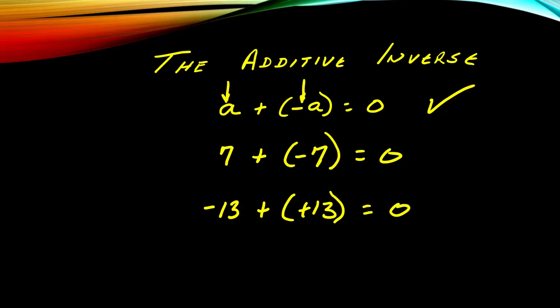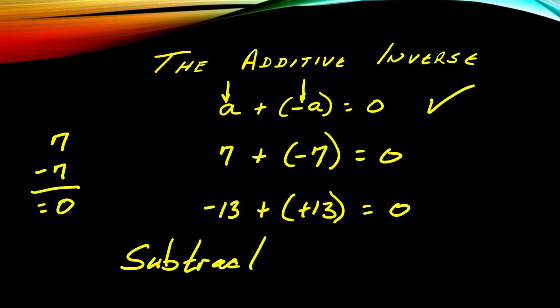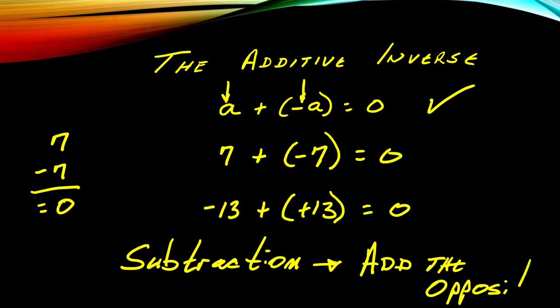Notice that we don't write like 7 subtract 7 equals 0. Subtraction is defined as adding the opposite. Subtraction means add the opposite.